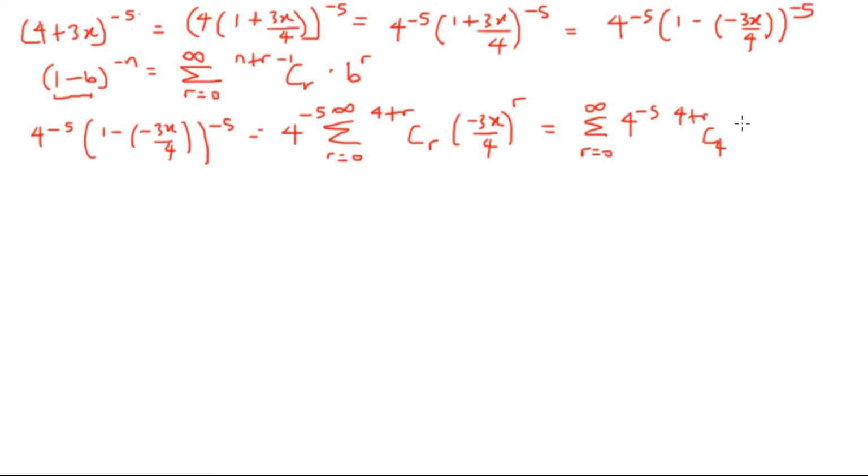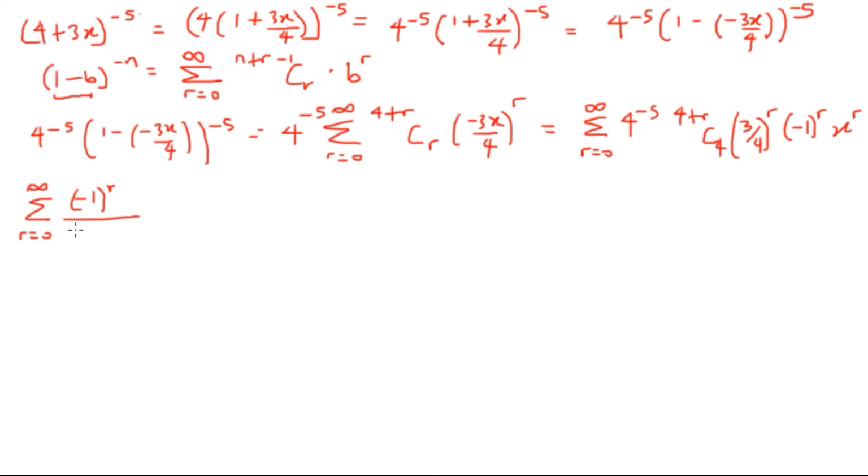Then I can split this into 3 over 4 raised to power r, then minus 1 raised to power r, and then x raised to power r. So it is very good to split the minus sign from the 3 over 4. So I can just have something of this nature. I'm just trying to make it simpler in look. It's not as if the step is that much. I'm just trying to do a lot of things to simplify it.